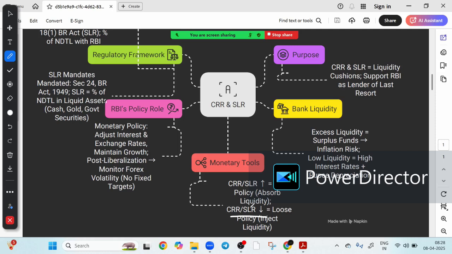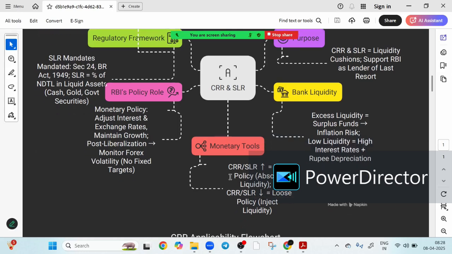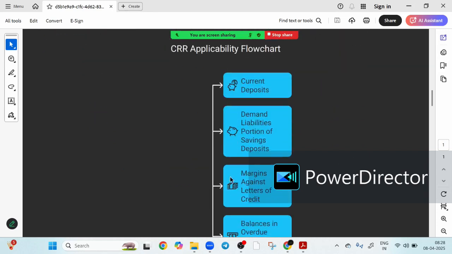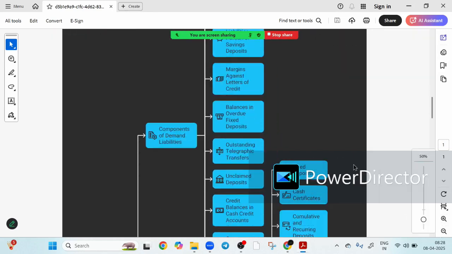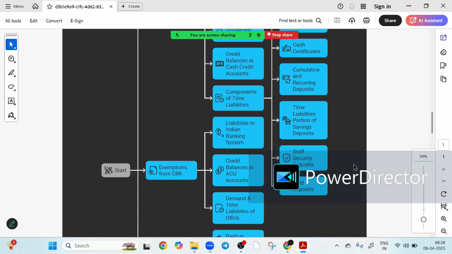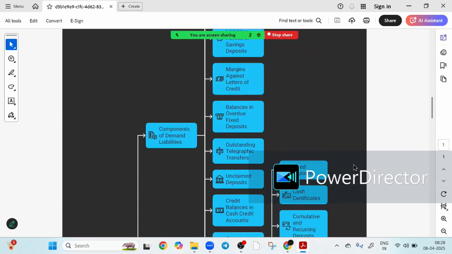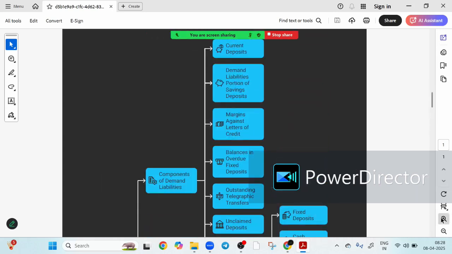So the next time you hear about a CRR or SLR change in the news, you will know exactly how it impacts inflation, how it impacts interest rates, and how it impacts even your loan EMI. Now friends, in this particular chart, I will tell you CRR applicability. This is a chart which I prepared and it will help you revise the entire content in just 4 to 5 minutes. Let's go through it.